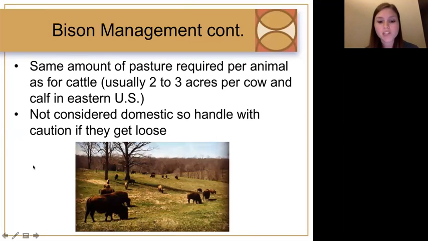And this is just another picture of my great uncle's bison farm in Lunenburg. It was just a picture I took when I was there, and I thought it was kind of pretty, so I put that up there for us.